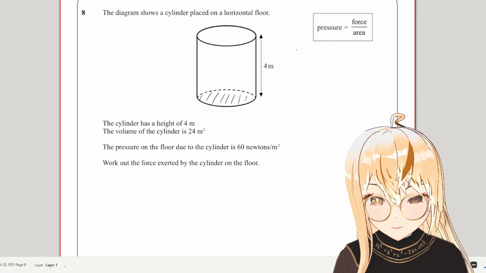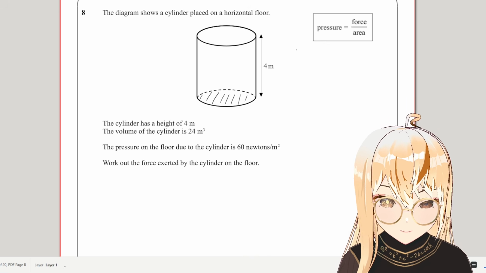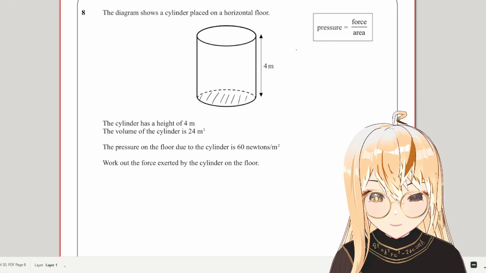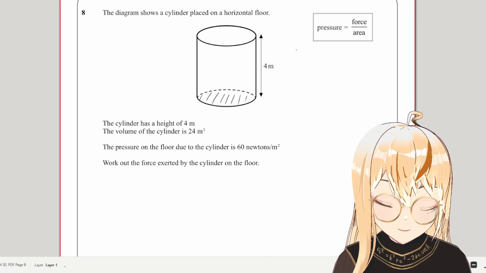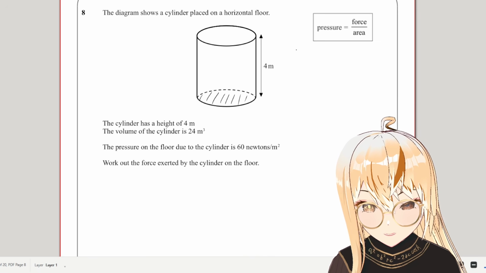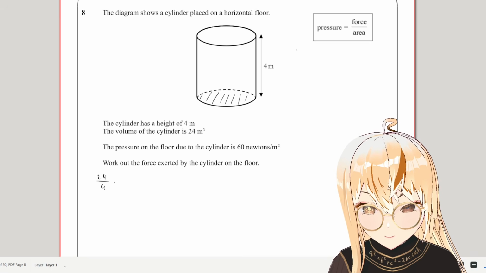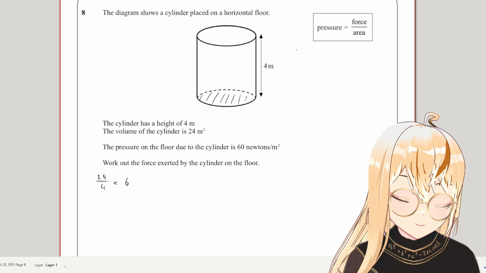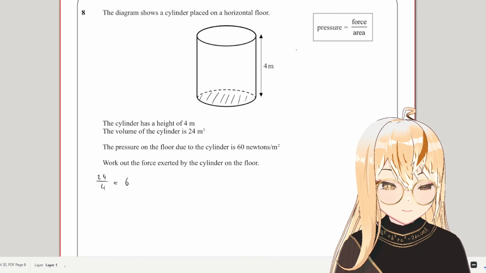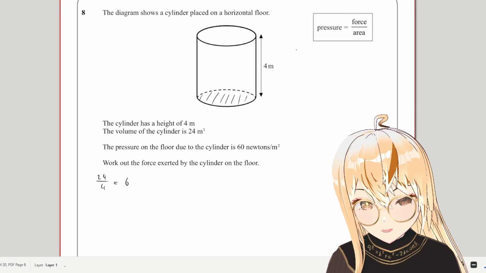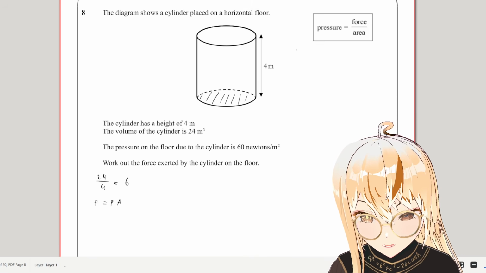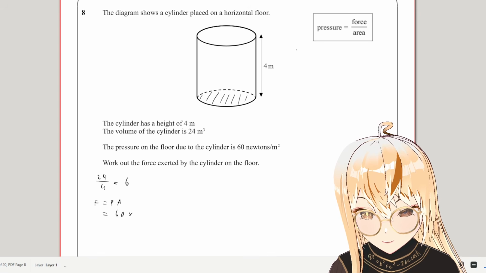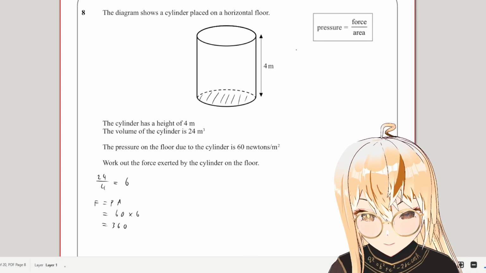Let's find out the area of this bit on the bottom here first. We know that the volume is 24, and that volume is just the area times the height. So we can just do 24 divided by 4 to get 6 as the area. And then pressure equals force over area, as it says in the top right. So force equals pressure times area. Then we can just do 60 times 6. For 360.